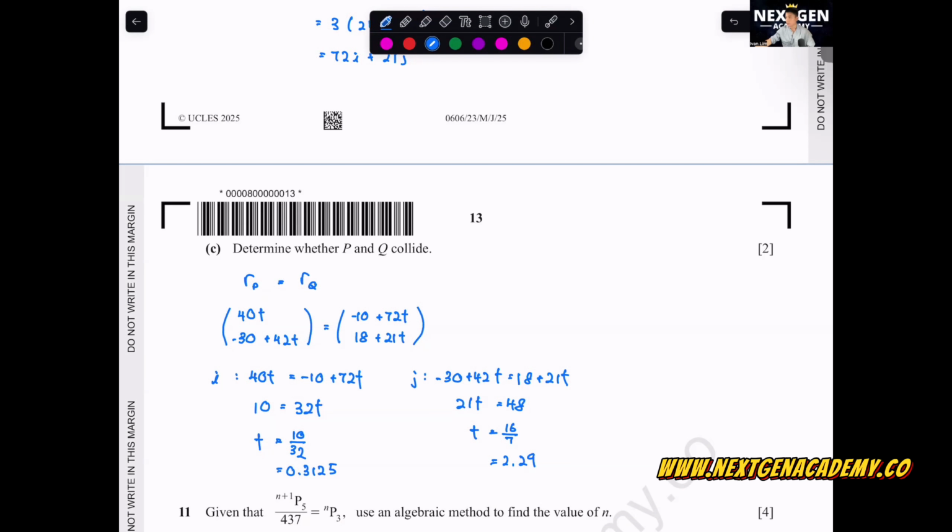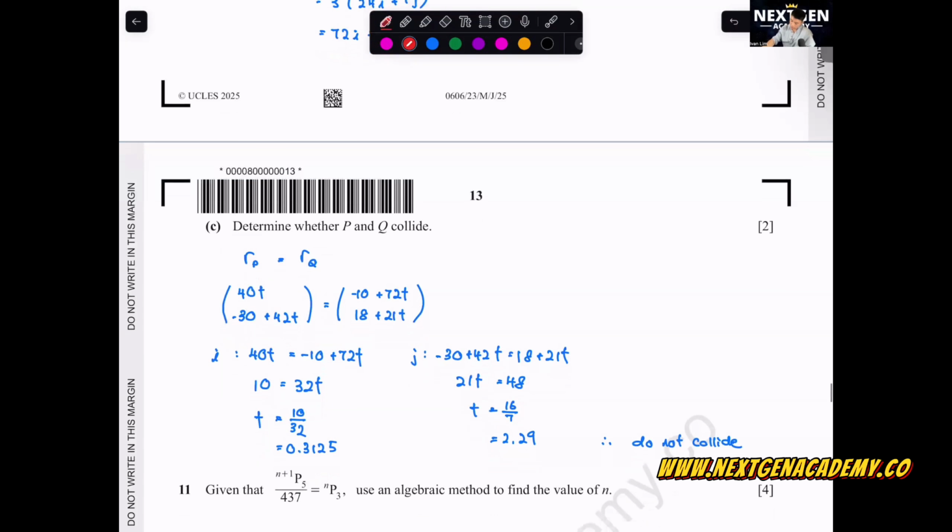So you find both the t. Therefore, you can just write do not collide. If it collides, the t will be equal to each other. You can write a remark here: if collide, both t are equal. So the main thing, remember the position vector formula first, before you even try to do the other questions.